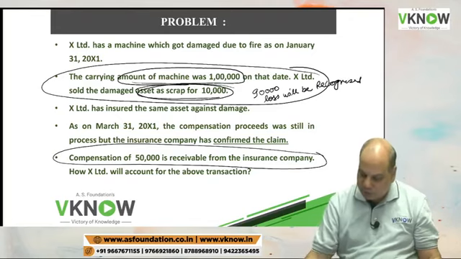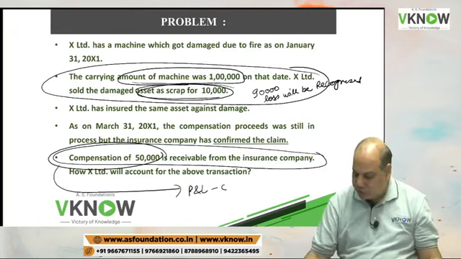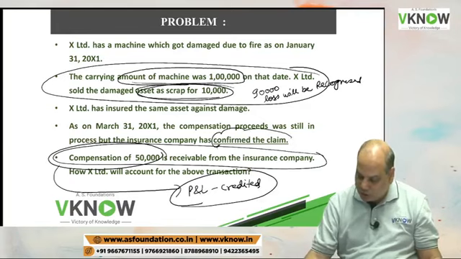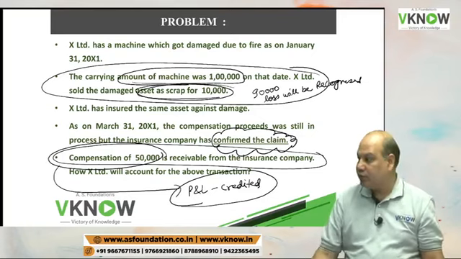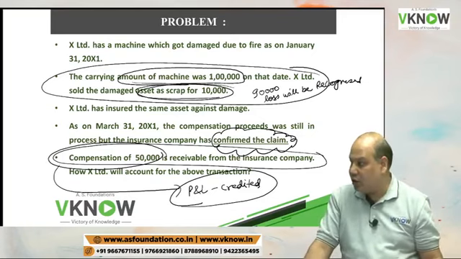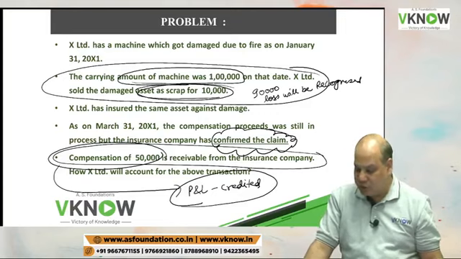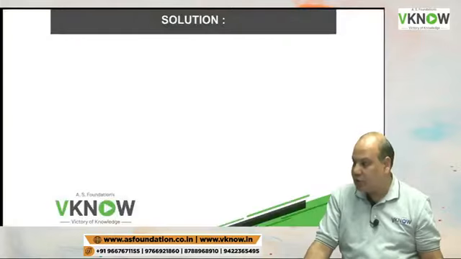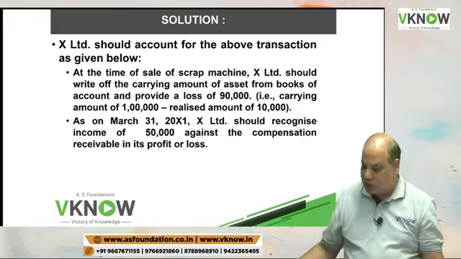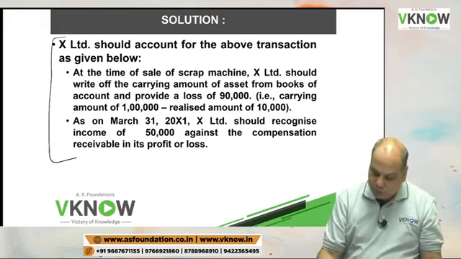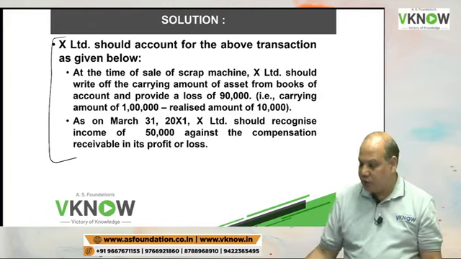At the same time, this 50,000 compensation will also be recognized as income because the claim has been confirmed by the insurance company. Is it right? Dear student, is it right? Loss of 90,000 due to sale of damaged machine and 50,000 rupees as compensation claim. So please write down the answer in few lines only, a little fast.